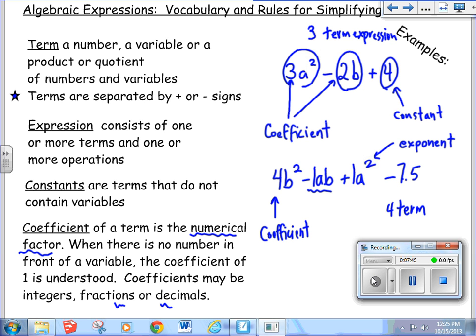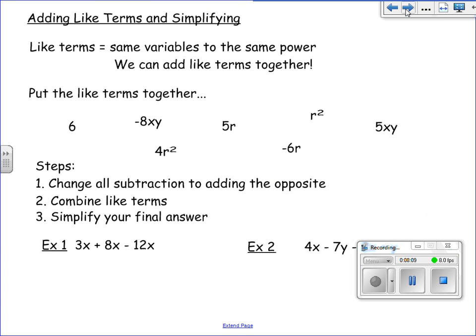Robbie? So this question 7.5 is a constant. Yes, good point. The 7.5 is a constant. There's no variable term in it. It's just a constant. All right. So that's the vocabulary. We'll be using it a lot. Don't ignore it. Okay. So let's move on and look at what we do with all of this stuff.